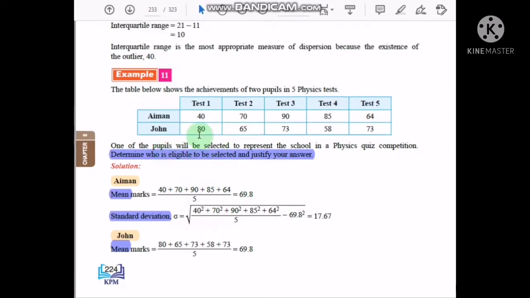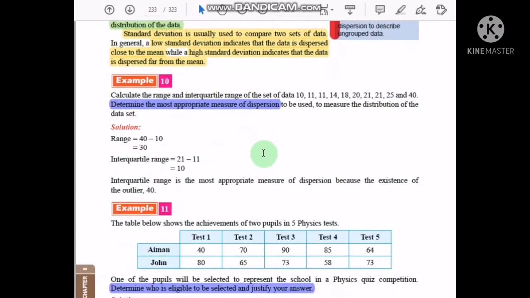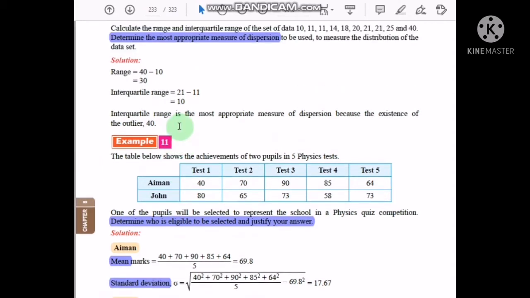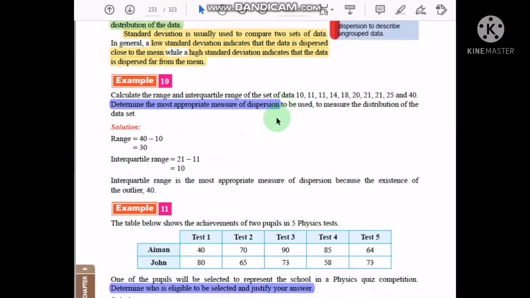But before that, let's look at what you have learned just now. Look at the yellow highlight here. Standard deviation is usually used to compare two sets of data. So for example 11, which measure of dispersion do we need to use? Either range, interquartile range, variance, or standard deviation. The answer is you need to use standard deviation in order to compare two sets of data.